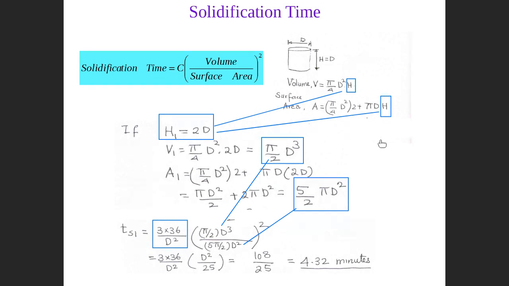But in the second case, we need to know what's the solidification time. We find that when h equals 2d, the solidification time is increased to 4.32. It means that whenever you get a bigger dimension, solidification time also increases. The diameter is the same, but only the height becomes double. So whenever you have a bigger dimension, solidification time is usually increased.